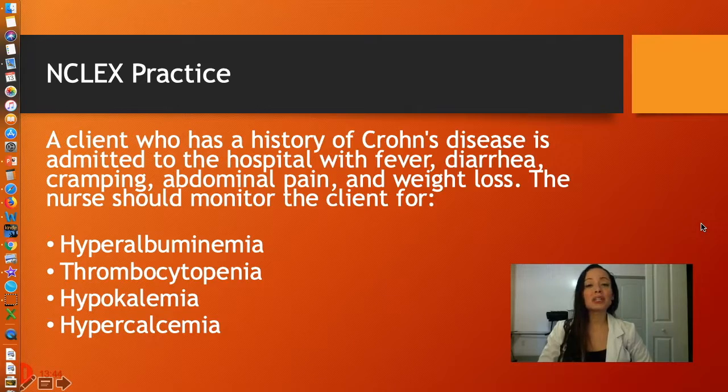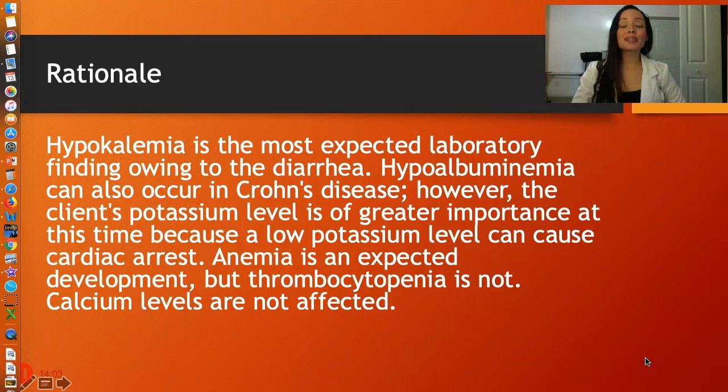So thrombocytopenia is a deficiency in platelets or too much albumin, right? So remember, what would be the most important or significant? The answer is going to be hypokalemia. It's the most expected laboratory finding owing to diarrhea. So if someone's having diarrhea, as is common with Crohn's, they're likely to have hypokalemia. They're losing that through their diarrhea, through their feces.